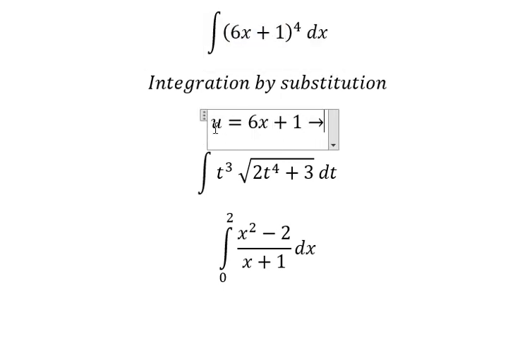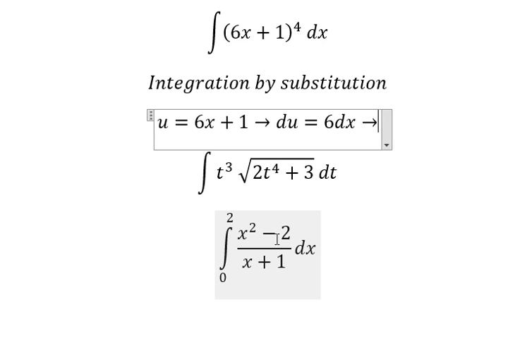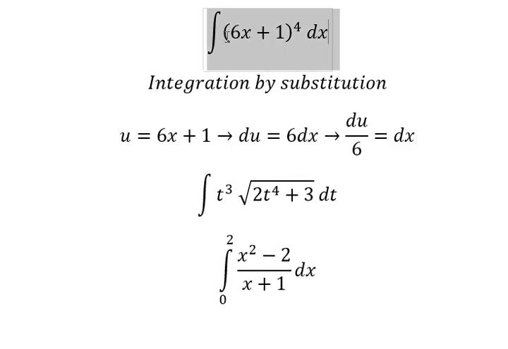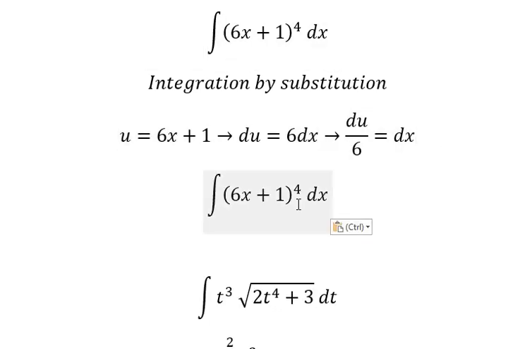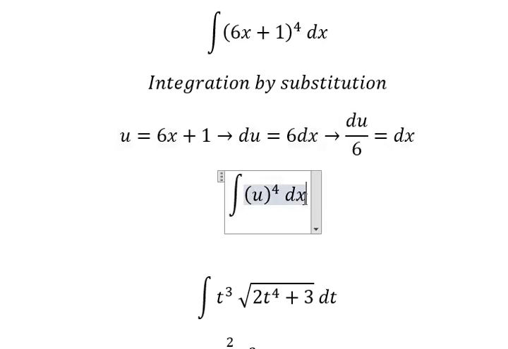Later, we do the first derivative for both sides, and we have du equal to 6 ds. Because we don't have number 6, we need to divide both sides by number 6. So this one we change by u, and ds we change by this one.